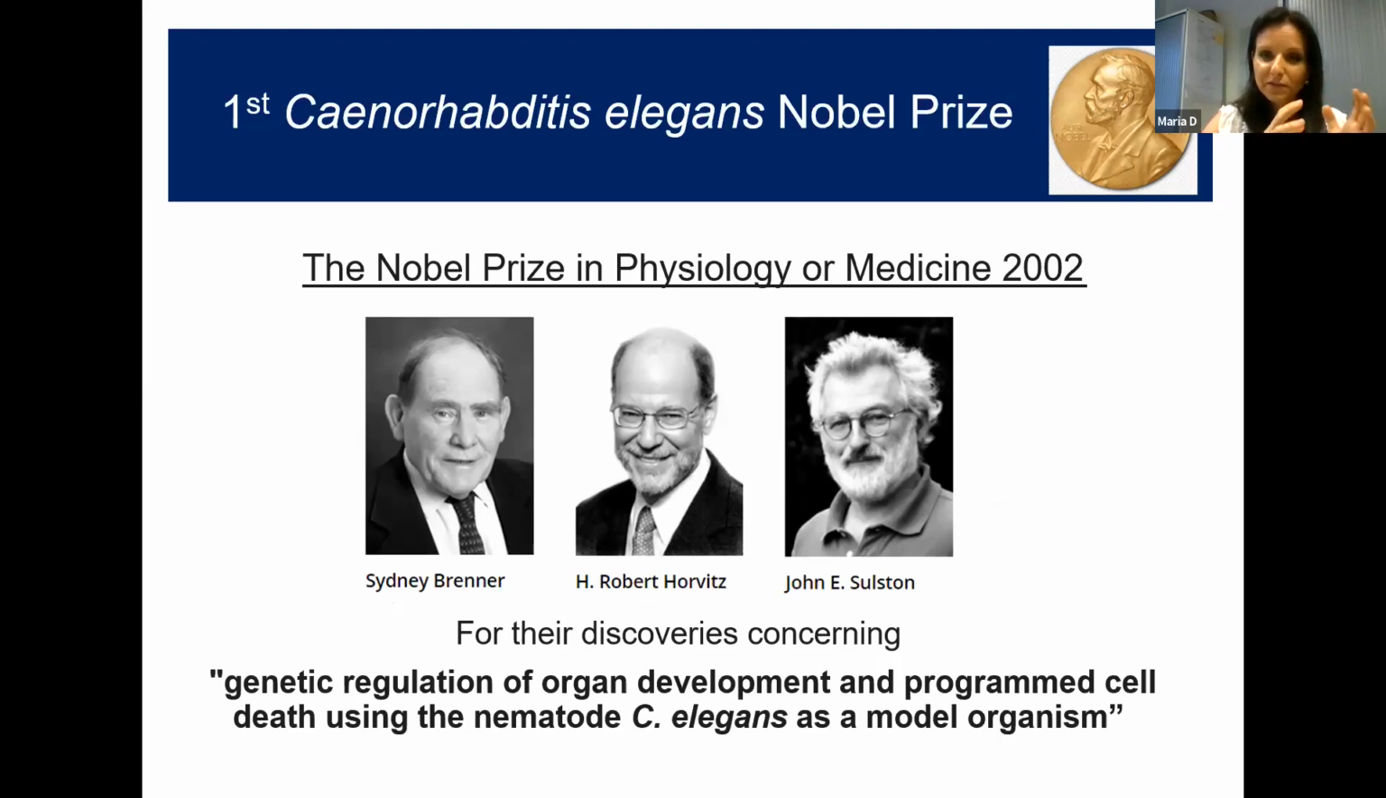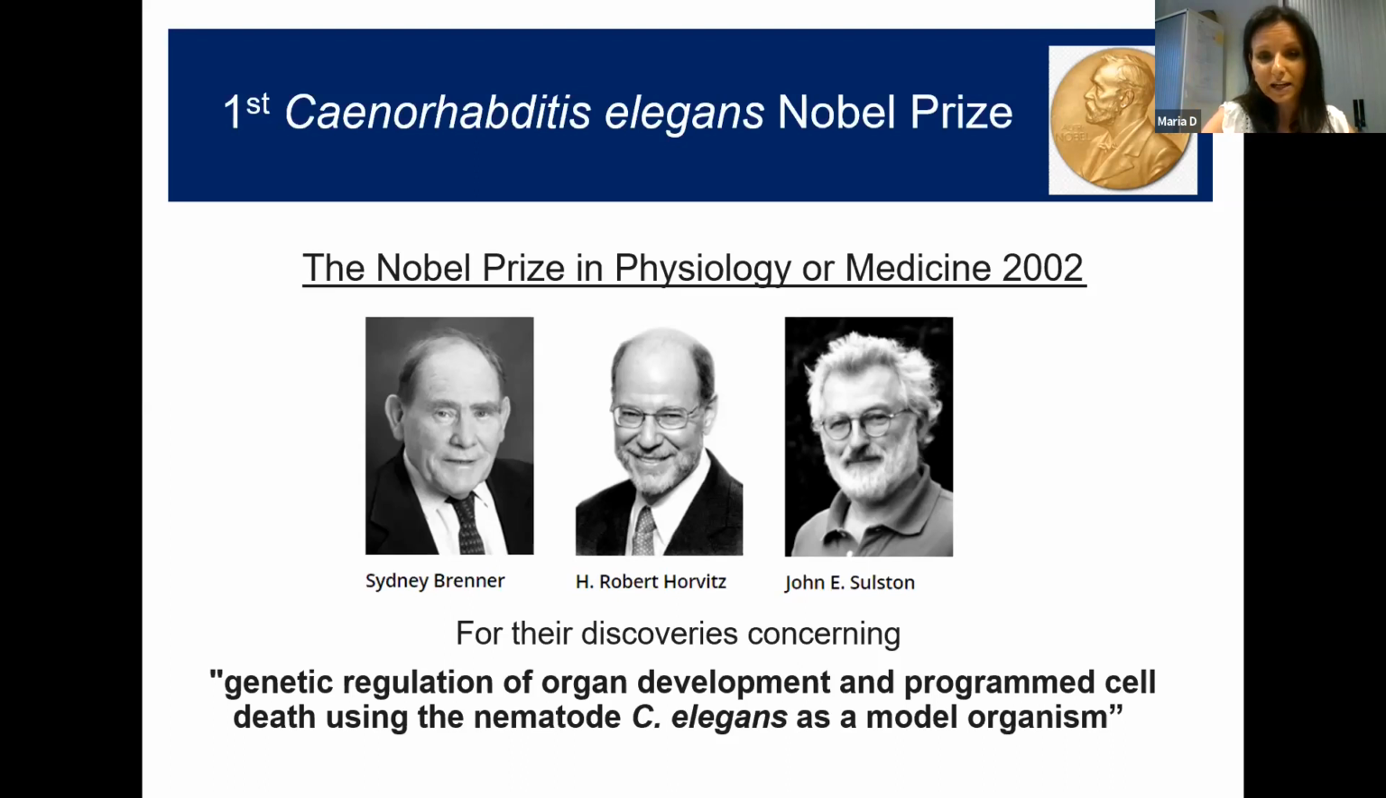And in C. elegans specifically, we know that the adult animal will have 959 cells. But Horvitz realized that there were 131 cells that were dying at a specific point all the time in every single animal, as if this was completely programmed. And that's one of the reasons why he joined the team for his discoveries on programmed cell death.